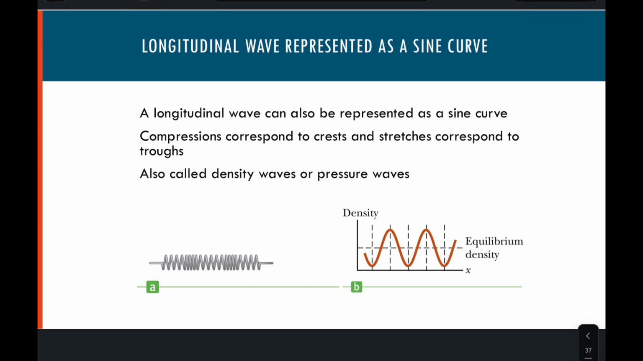So for the rarefaction region here, the stretch corresponds to the trough. So this is the trough, corresponding to this area. And then for the compression region here, it corresponds to the crest. Stretches happen here, and here is the compression. So hopefully you may transfer the info when the question asks for comparison.